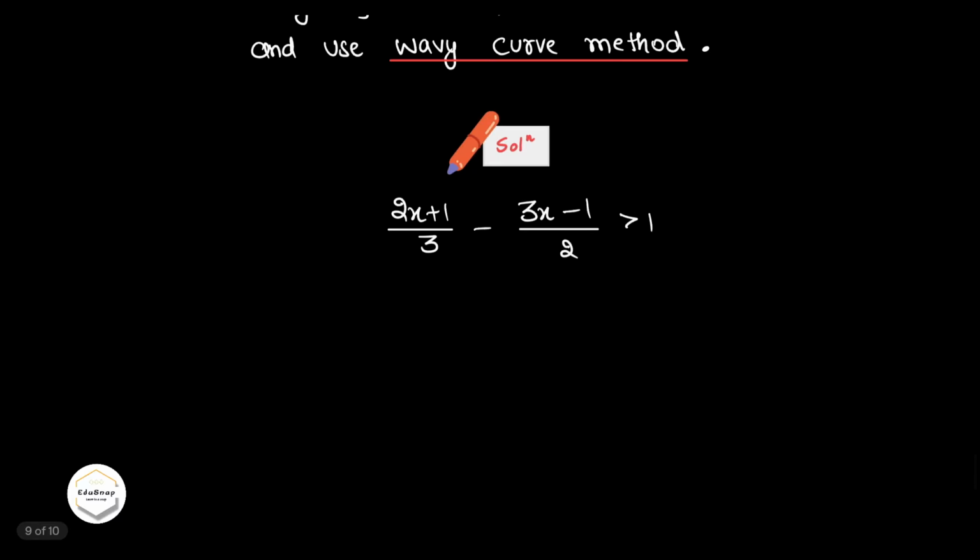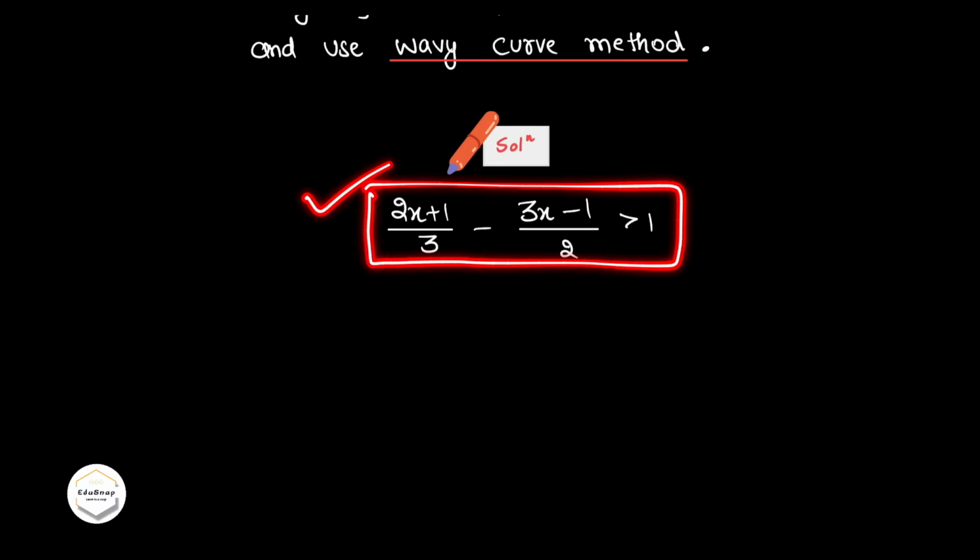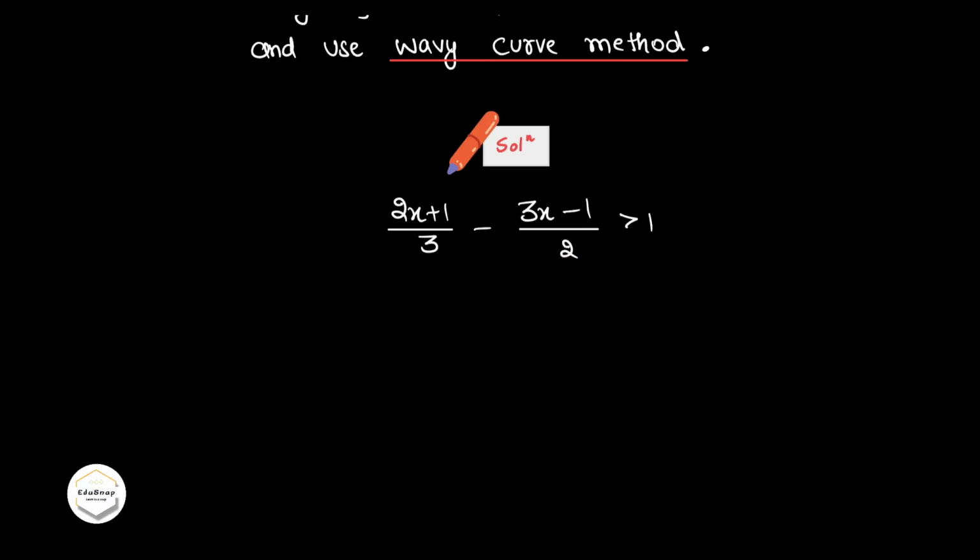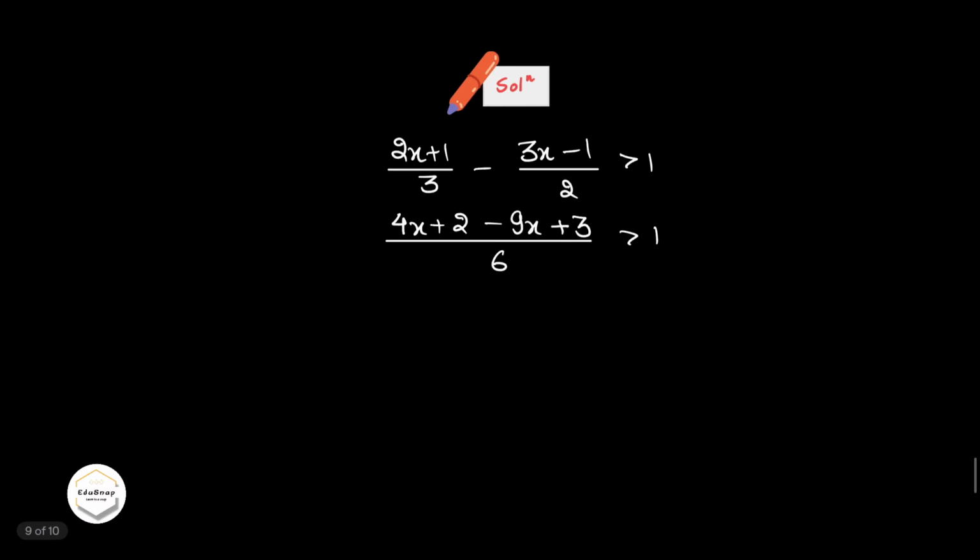So first of all, if you observe, we have this part. So how to proceed? First of all, we will take the LCM here. After taking the LCM, how do we take the LCM? This 2 is just multiplied with this one, so you will get 4x plus 2, and here the 3 is multiplied with this one, so you will get this one.